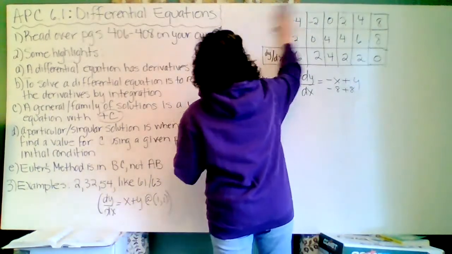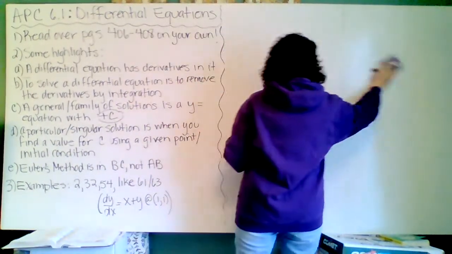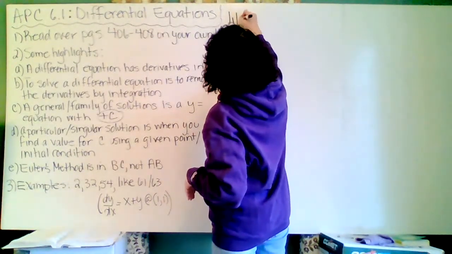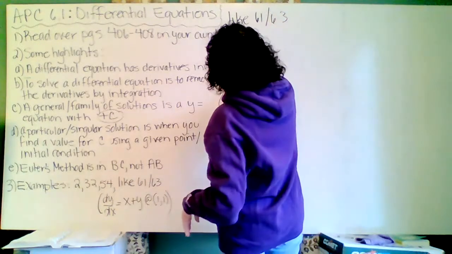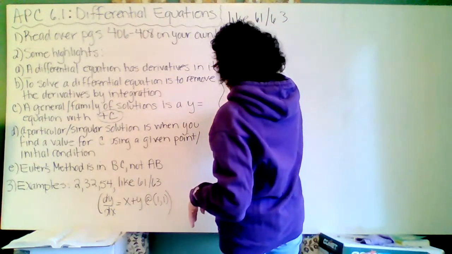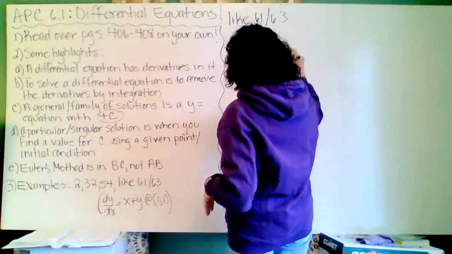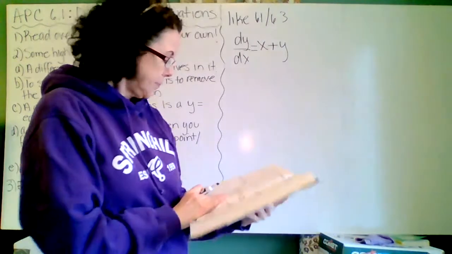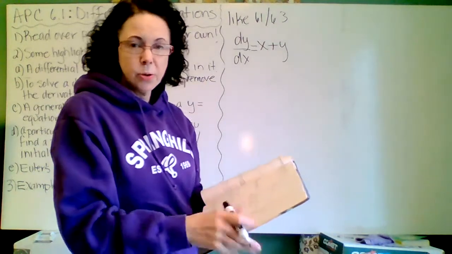Like 61 or 63, they do ask for a bit more here. So this is like 61, 63. Here's my differential equation that I made myself: dy/dx = x + y. And what they were asking for, in bold, is to sketch the slope field for the differential equation.